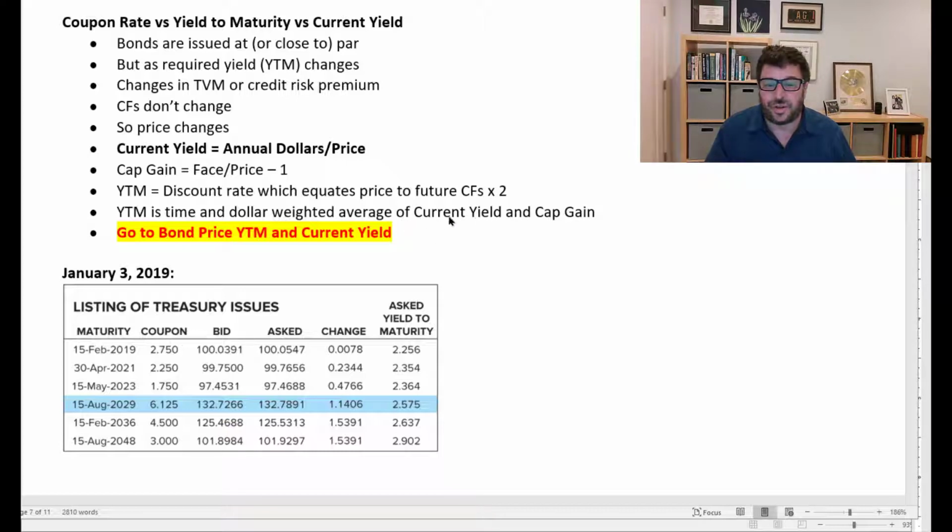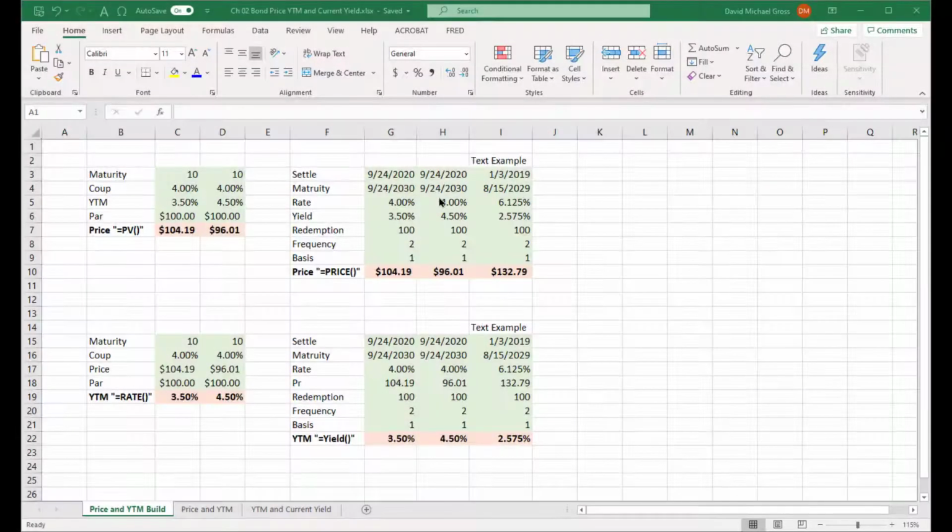We're going to look at the current yield. We're going to look at the capital gain. We're going to look at the yield to maturity, and we're going to see how these three things all relate to each other. So here's the spreadsheet we were looking at before, where I have the price using PV here and the yield to maturity using rate. Here I have price using price and yield to maturity using yield. The second tab is just the built versions of this.